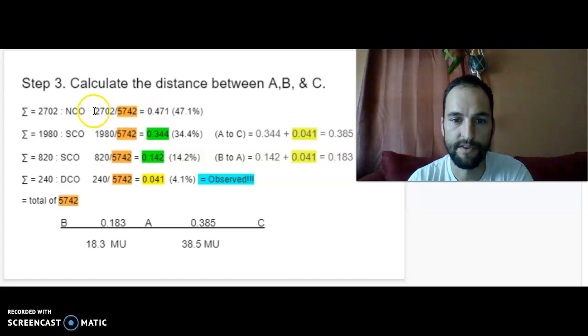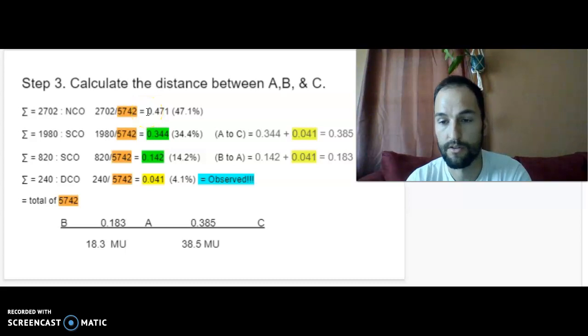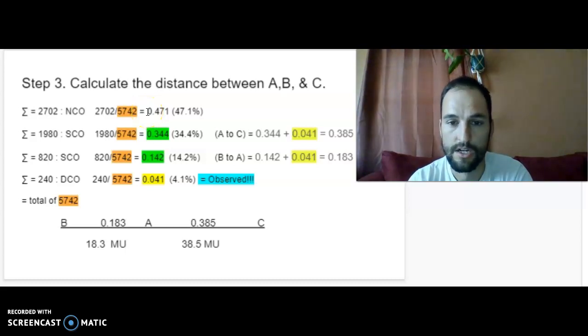Each of these divisions, we're going to divide 2,702 by 5,742, and that's going to give us a percent and a decimal. First, it's going to give us a decimal. We could convert that to percent if we wanted to, but we're going to take that as our decimal form. That's going to help us get the distances.